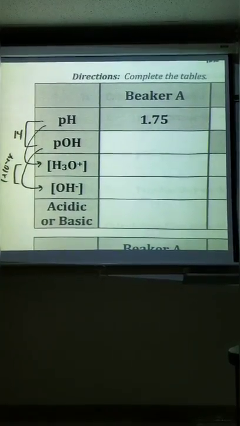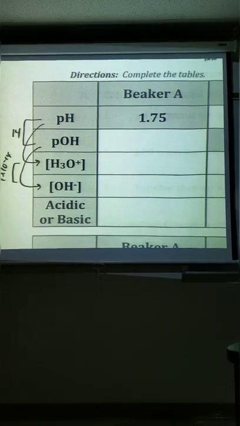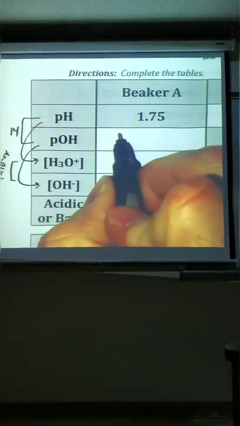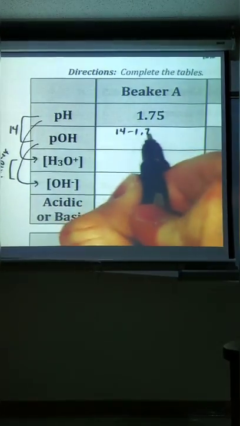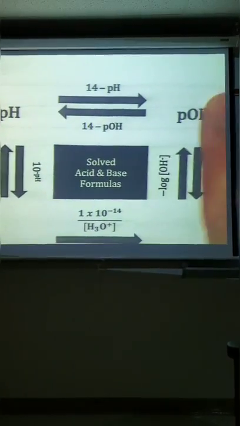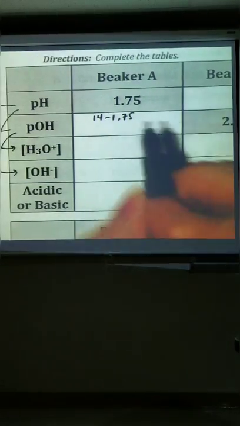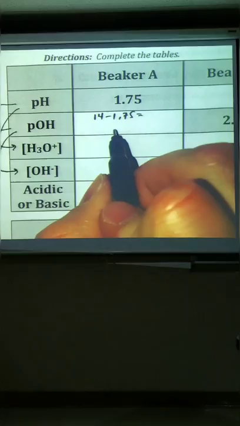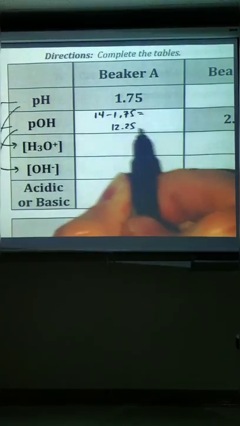So if we have 1.75, we need to remember that they need to make 14. So let's take 14 and subtract 1.75. That's basically going up here and saying pH over to POH, subtract 14. When we do that in our calculator or in our head, we get 12.25.